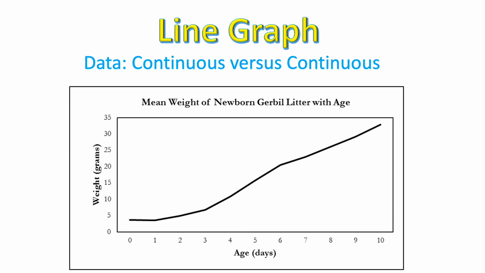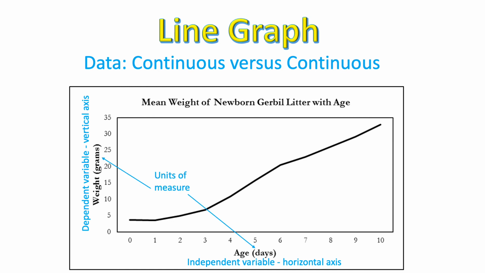So, as you can see, this graph has a title. It has a label on the x-axis or the horizontal axis, as well as the y or the vertical axis. So your dependent variable is going to be your vertical axis. Your independent variable is going to be your horizontal axis. Units of measurement are both present. You have grams and you have days.